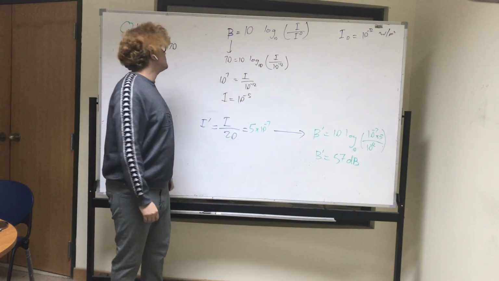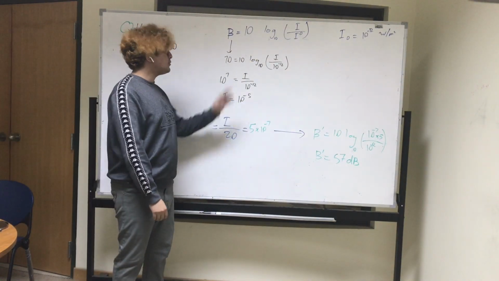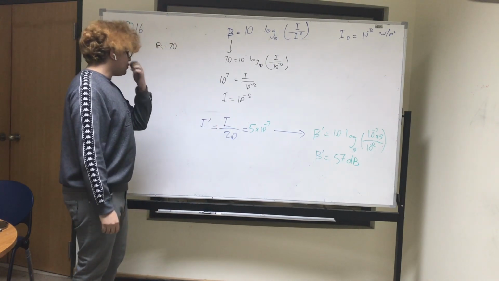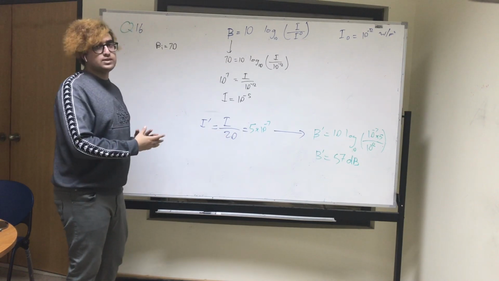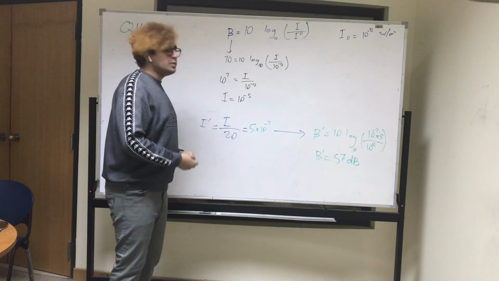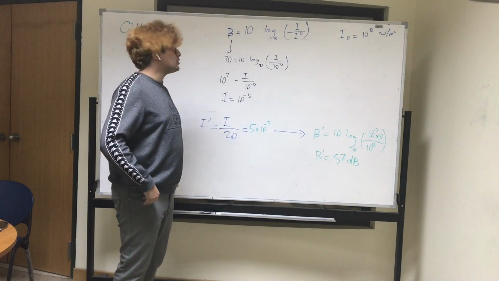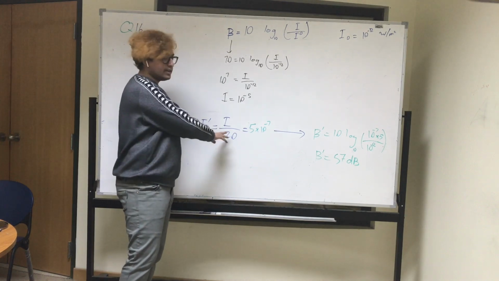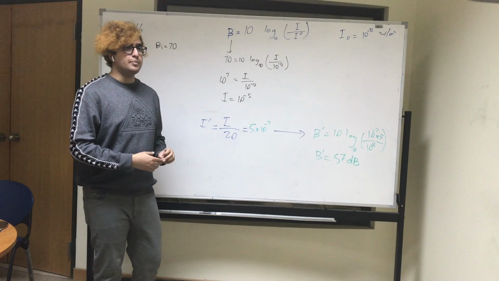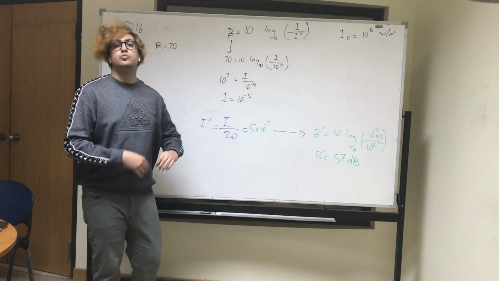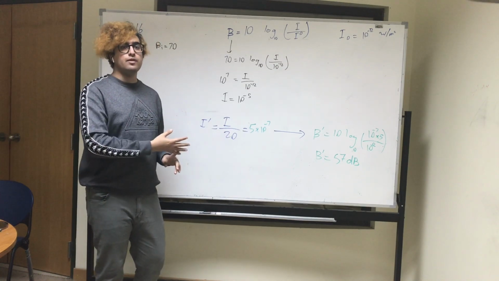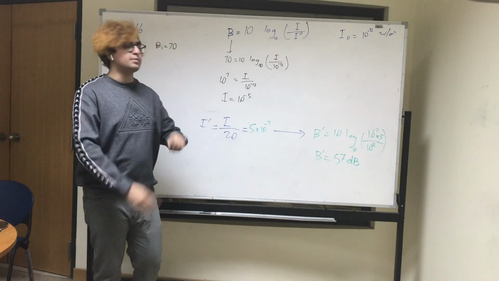Alright guys, so for question number 16, we're given a sound level of 70 decibels, and we're told that the intensity of the sound was decreased by a factor of 20. When we say that something was decreased by a factor of 20, it means that we divided that thing by 20. If somebody tells you we're going to decrease the temperature by a factor of 2, it means we will divide it by 2. And if he says we will increase the temperature by a factor of 100, it means we will multiply it by 100.